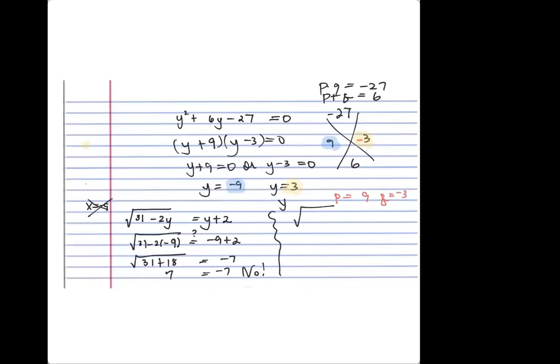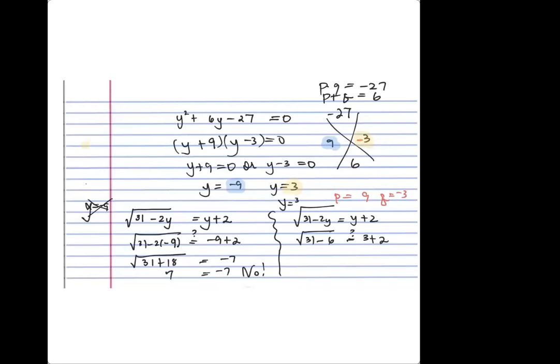Oh, this is y, not x. Sorry, let me fix that up. I made a mistake. That's a y. All right, so we're doing y equal to 3. So then we're going to get the square root of 31 minus 2y equal to y plus 2.